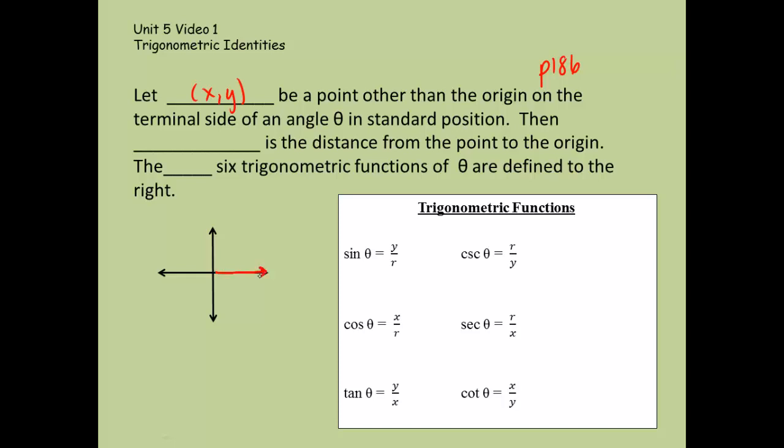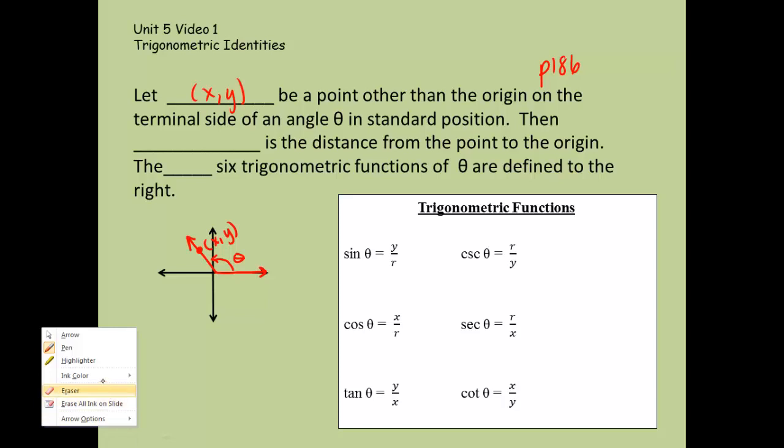That actually came from our first unit, where standard position of all angles has the initial side on the positive x-axis and the terminal side somewhere else. So we're going to put a point (x, y) somewhere other than the origin, and theta is the angle that is created. What happens then is that we have a y value and an x value associated with that angle, wherever it's located.